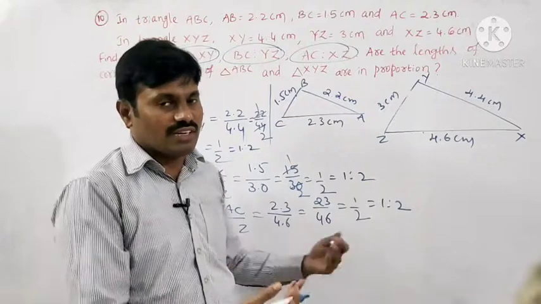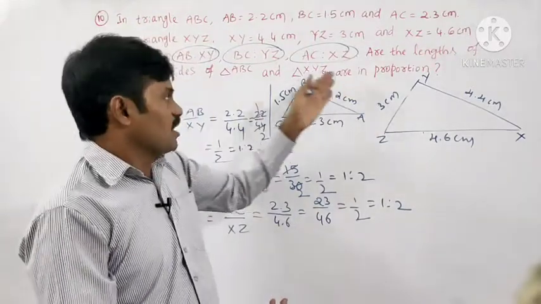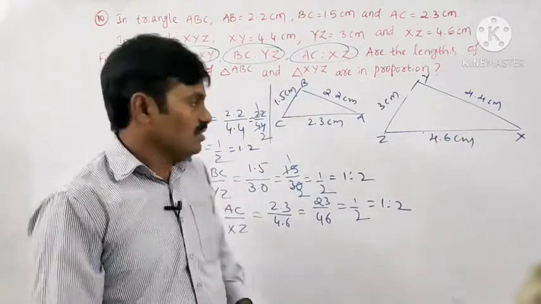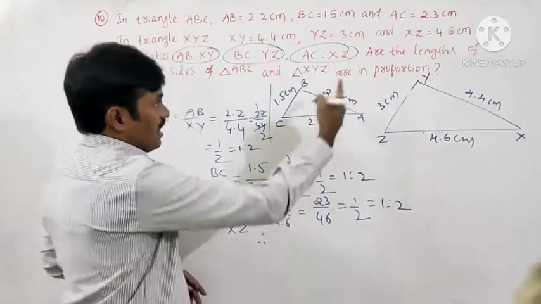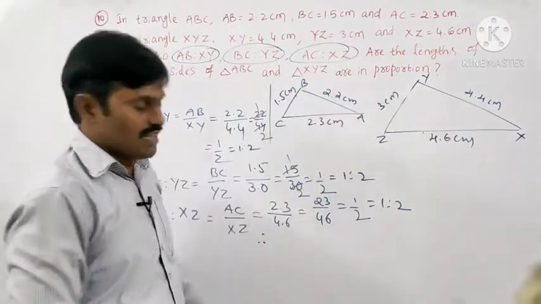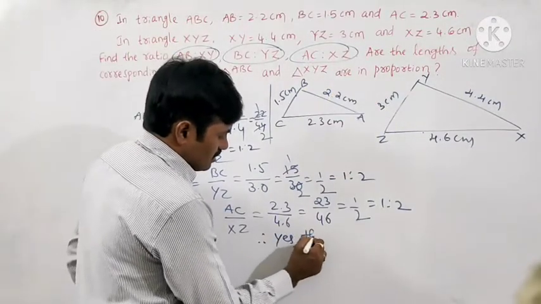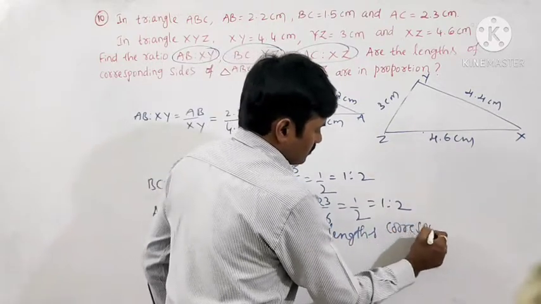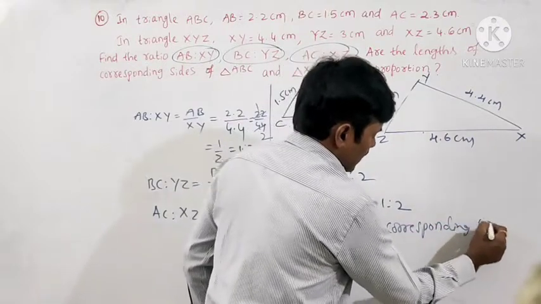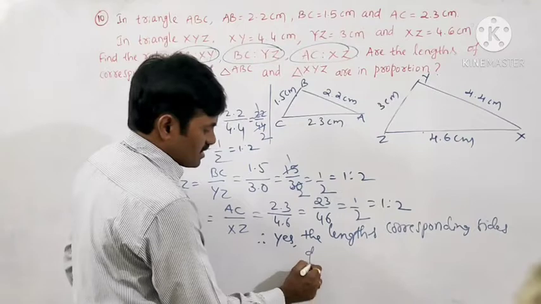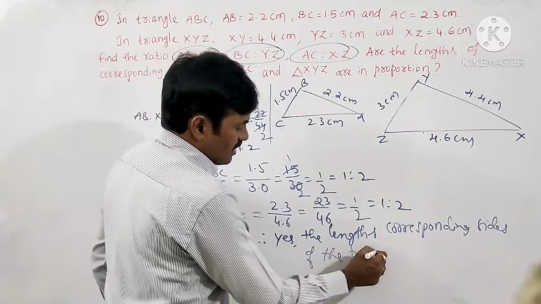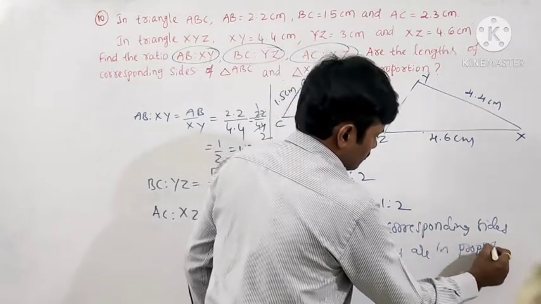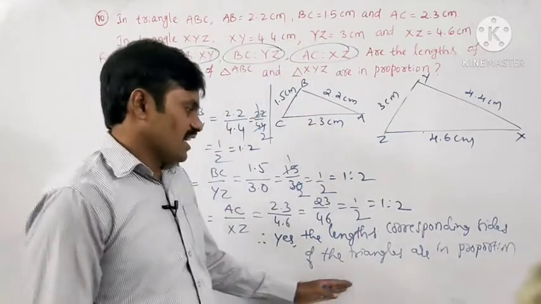So what can you conclude here? Yes, these lengths are in the same proportion. So triangles ABC and XYZ are in proportion. Are the lengths of the corresponding sides in proportion? Yes, the lengths of the corresponding sides of the given triangles are in proportion.